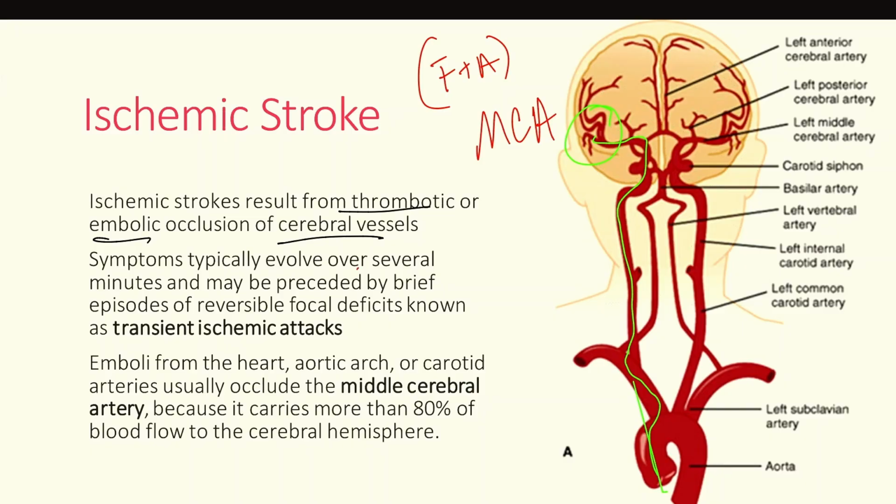Symptoms evolve over several minutes, and may be preceded by brief episodes of reversible focal deficits, and that's your transient ischemic attack. So they're focal deficits, but they don't last very long. Remember, for a stroke the deficit lasts over 24 hours. If it's less than that, it's a TIA. And I talked about that already. 80% of the blood flow to the cerebral artery goes through that middle cerebral artery, and that's where the clots go.